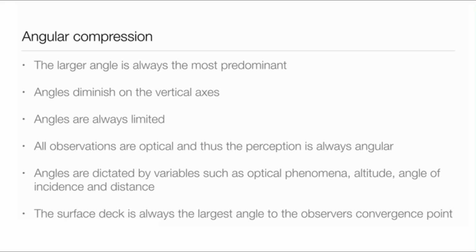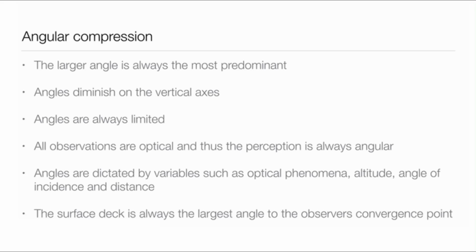Okay, let's start with point 1. The larger angle is always the most predominant. This is true. If you have two blocks next to each other, where one is larger than the other, and you put the one in front of the other, the larger block is going to block the smaller block, obviously, because the angular size is bigger. So the larger angle will always be the most predominant.